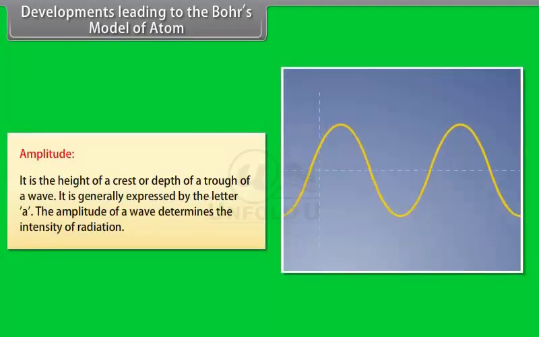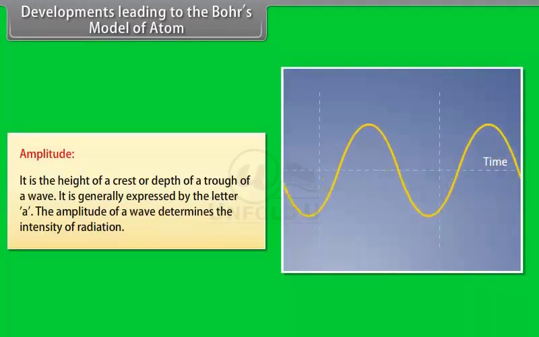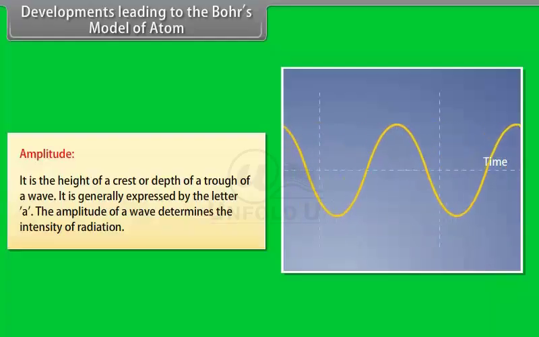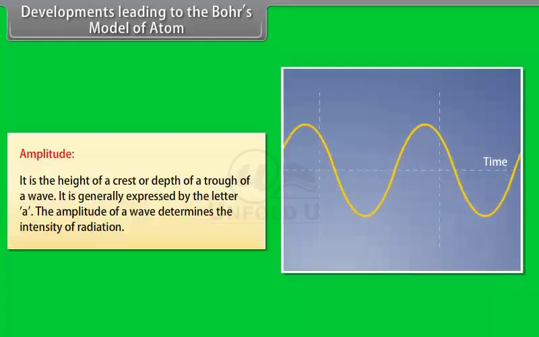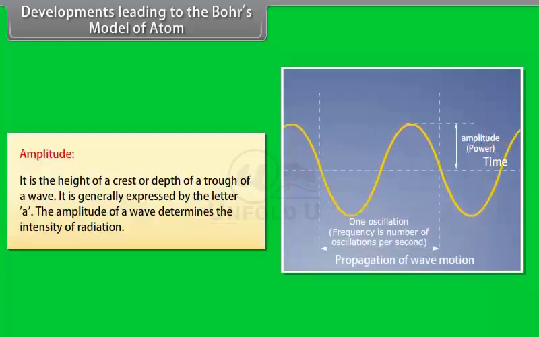Amplitude. It is the height of a crest or depth of a trough of a wave. It is generally expressed by the letter A. The amplitude of a wave determines the intensity of radiation. Particle nature of electromagnetic radiation.